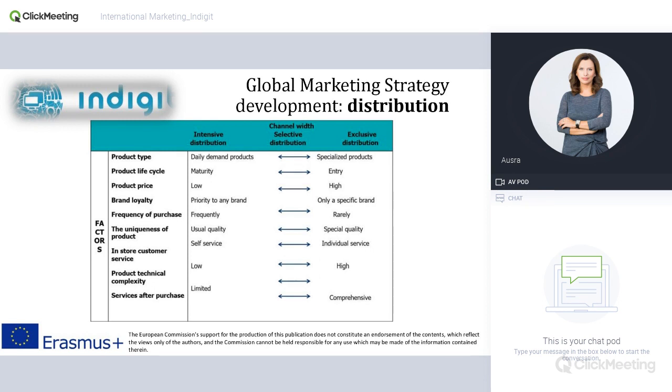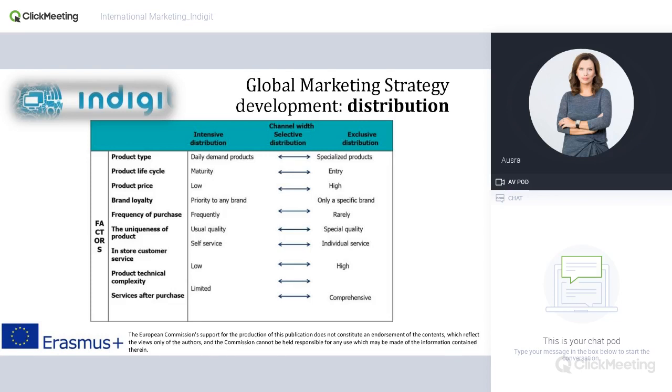Producers need to consider the intensity of marketing coverage. There are three main distribution intensity types. The first one is intensive distribution. It seeks to obtain maximum product exposure at the retail level. It's mostly used with soft drinks, candy, and so on.